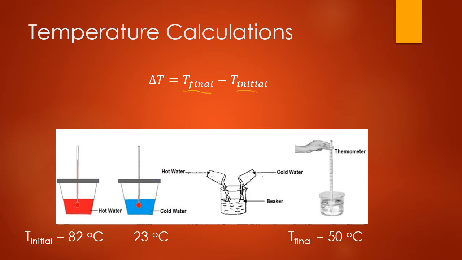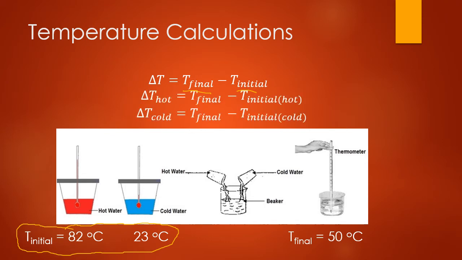Notice though, we have two initial temperatures. So that means you're going to be doing this calculation twice. Once for the hot water sample and once for the cold water sample. Your final temperature will be the same for both calculations. It's the initial temperature that's going to be different for each. So to calculate the change in temp for the hot, you're going to take that 50 degrees, the final temperature, and subtract out the initial temperature of the hot water, 82.